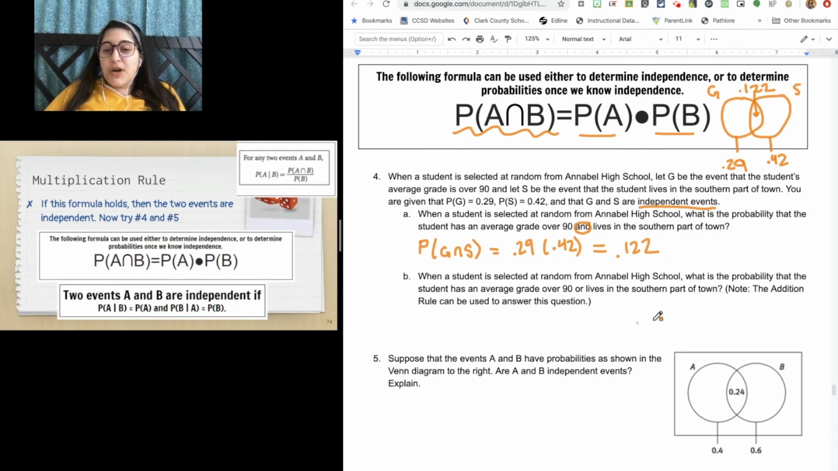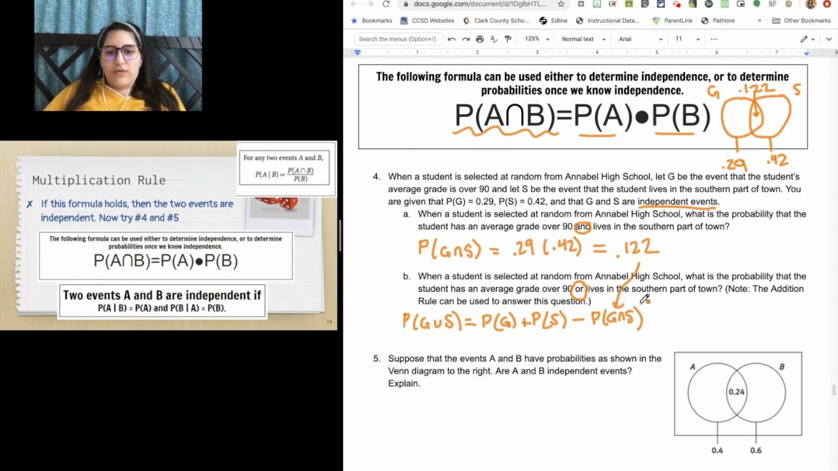Okay. Part B says, what is the or probability here? So in order to do that, I actually need the addition rule, which I gave a note to you here. So remember, that would be the or probability. So G or S is, remember, you add the two individual probabilities together, so probability of G plus probability of S, and then you have to subtract what they have in common, so probability of G and S, which we just found.